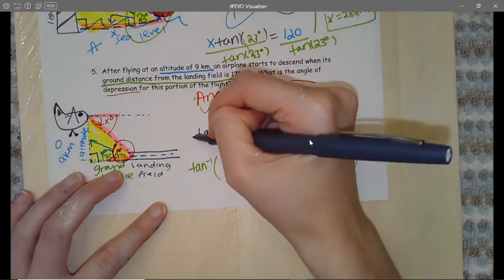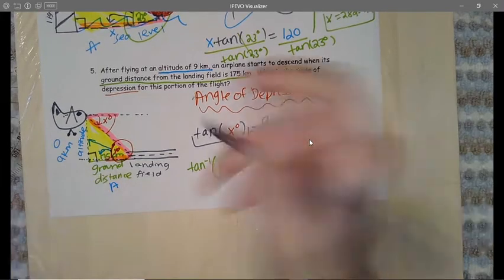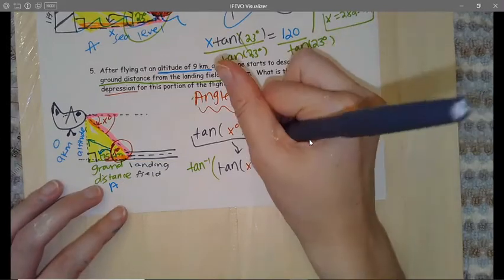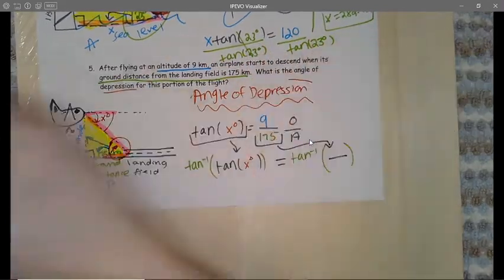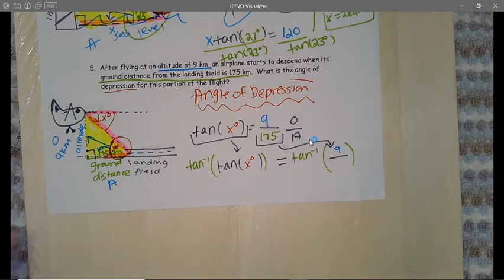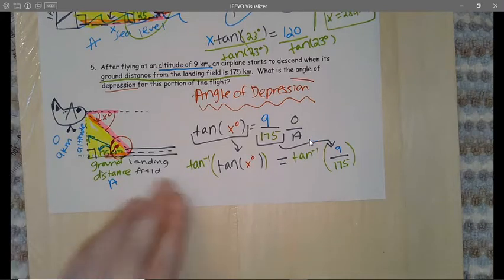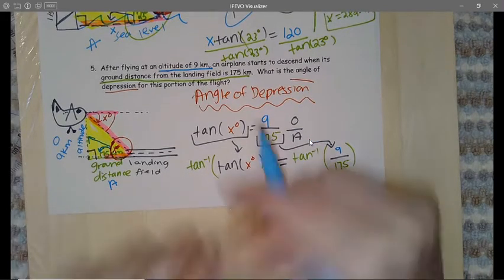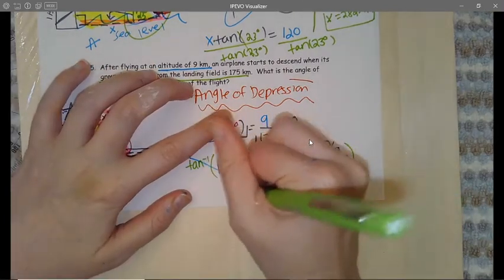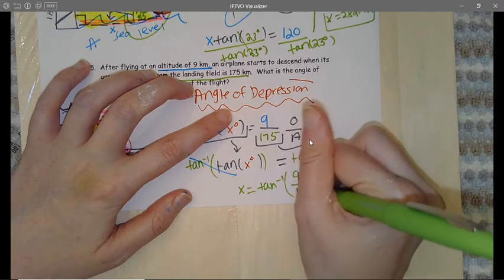Okay, so I'm going to put this part right in here. So tangent of x. And then I'm going to put this part right in here. So it's going to be 9 over 175. All right, so the inverse tangent and the tangent will cancel each other out. So I'm left with x equals the inverse tangent of 9 over 175.